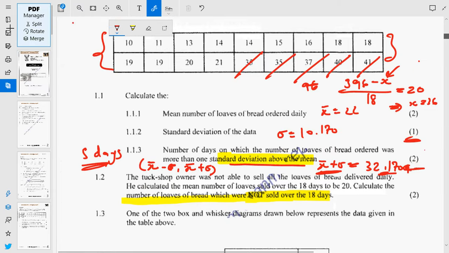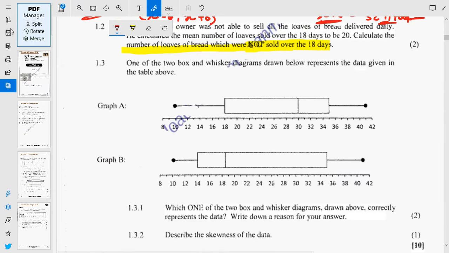So if you look at the last part of the question, they give you two box and whisker plots, and they ask you which one represents the data given above. Well, if you calculate the median using the above data given, you'll find that your median is 18.5. And you can see for this one, the median is about 30. And for this one, the median is about 18.5. So clearly, the data above is represented by this box and whisker plot.